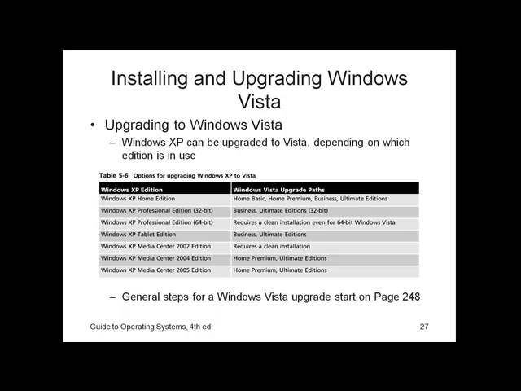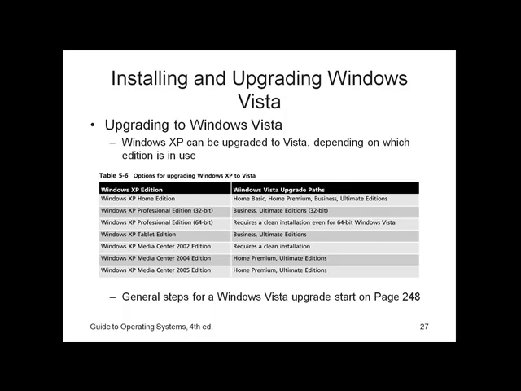Now, if you're using XP Professional Edition, the 32-bit will allow a 32-bit installation of either Business or Ultimate Editions. And if you're using the 64-bit edition of XP Professional Edition, you're going to have to do a clean installation, even for 64-bit Windows Vista. Now, if you're using the tablet edition of XP, Business or Ultimate Editions will work.